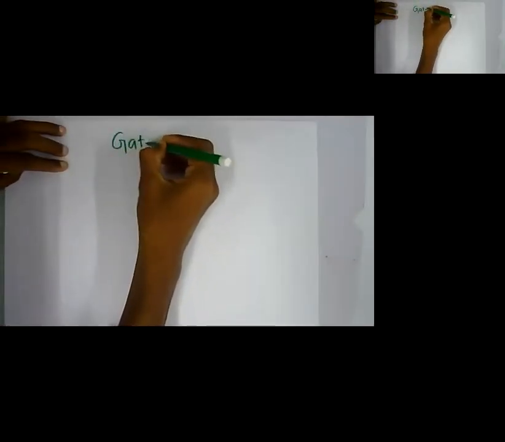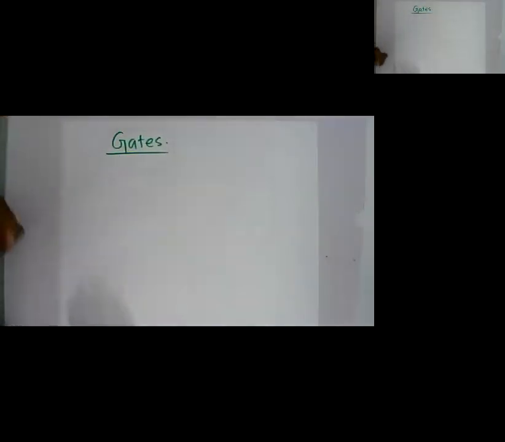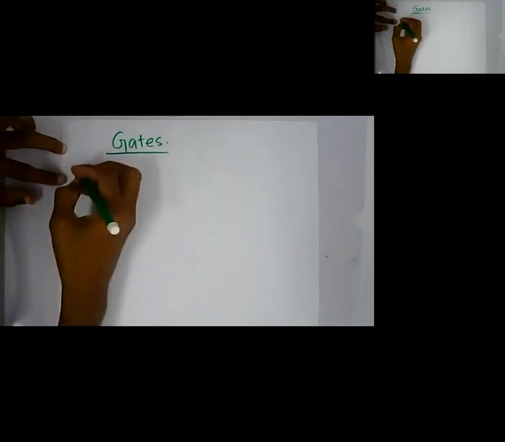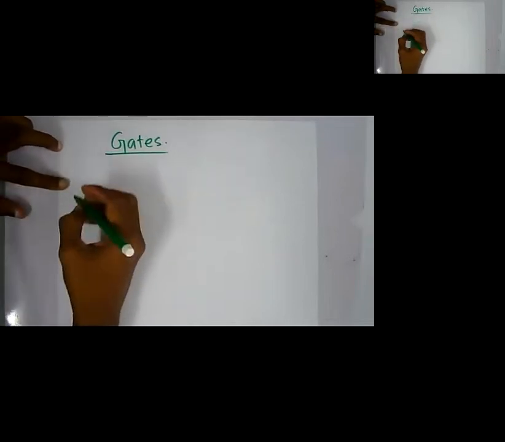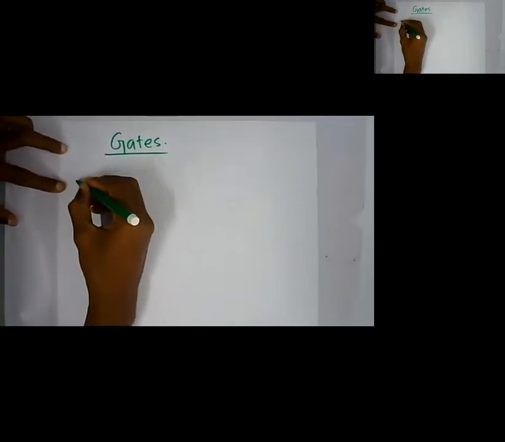So as we saw earlier, we have seen about operators, and also we have some special circuits called gates. We have special circuits called gates to perform these digital operations. For example, to perform the NOT operator, we have a NOT gate.